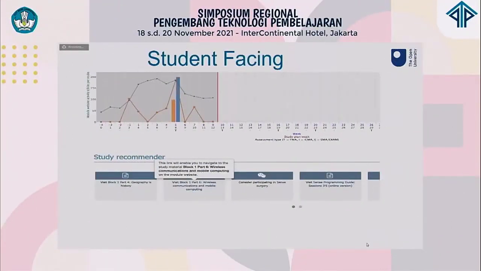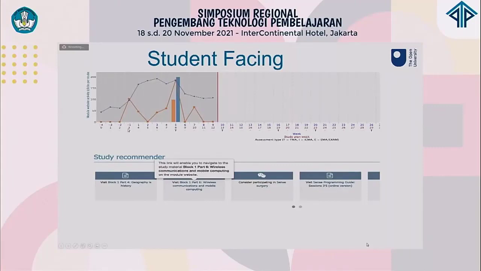What else could we do? How do we use this information to also help our students more with working online? What we've put together is a study recommender. What this does is it informs the student more clearly of where they are and what they're doing.